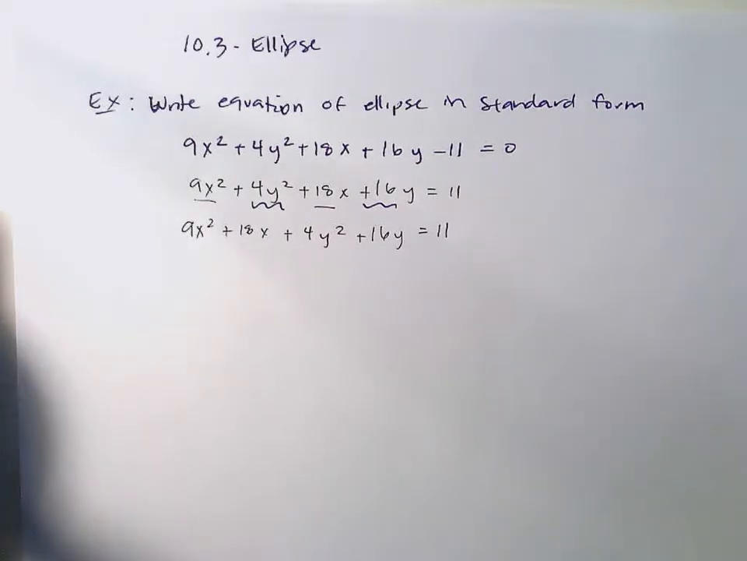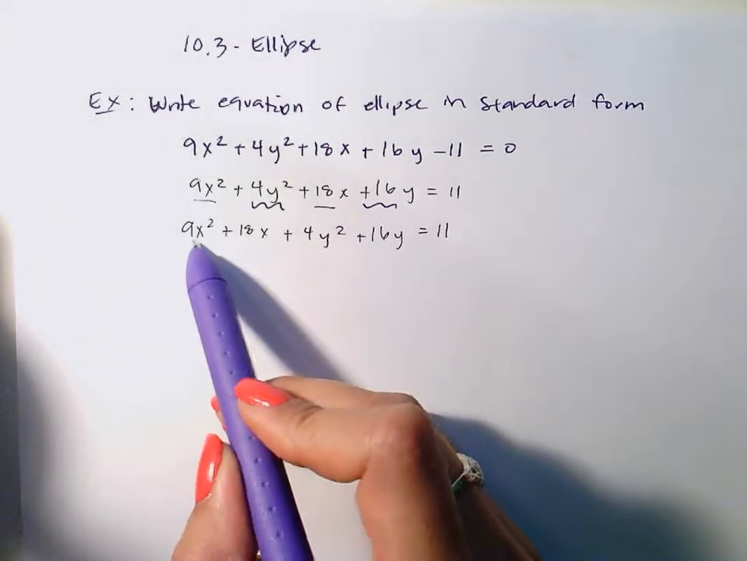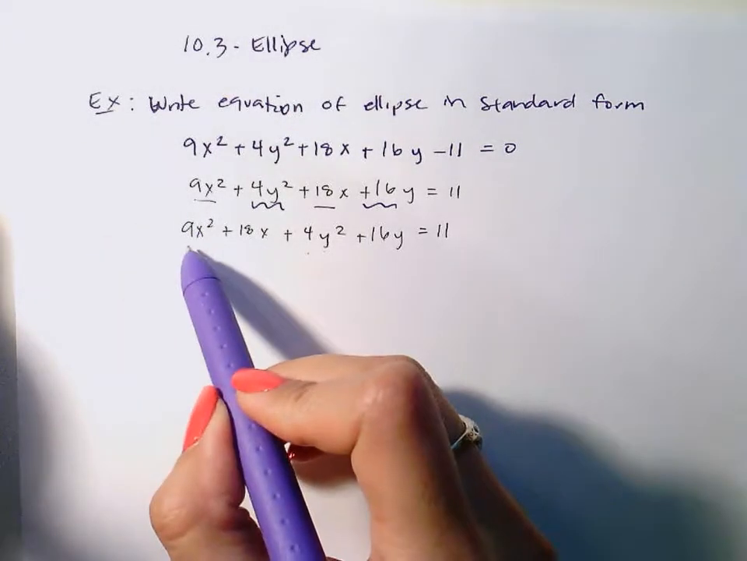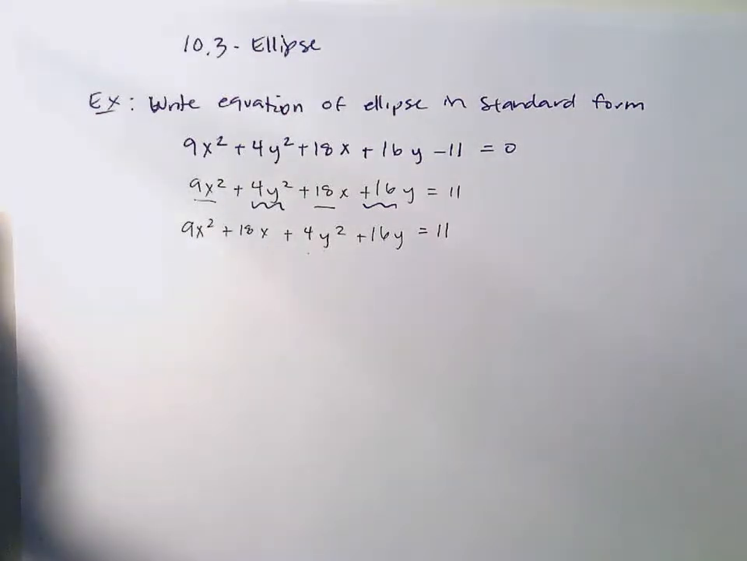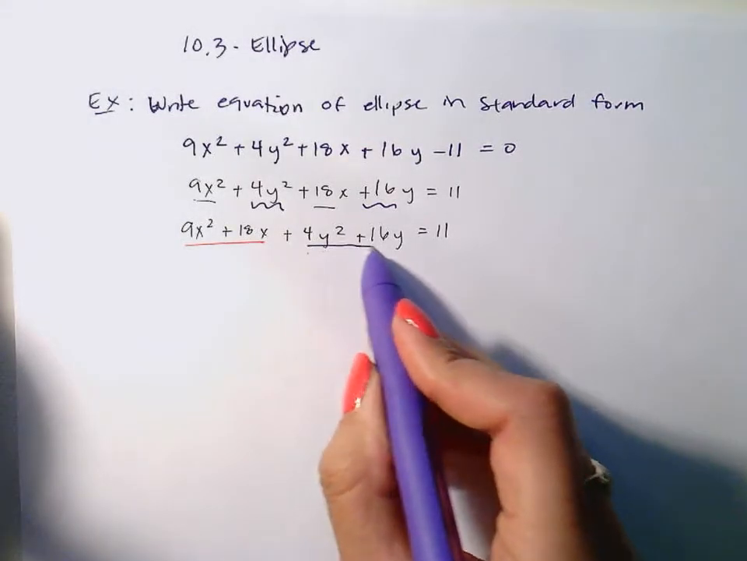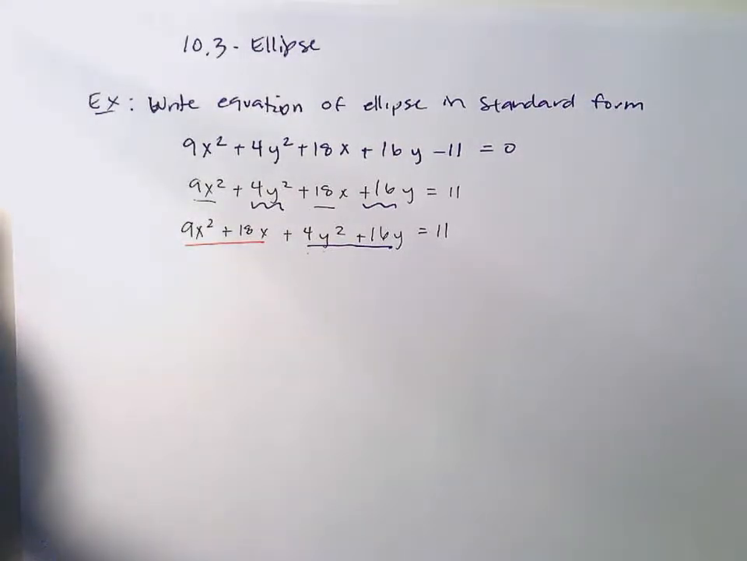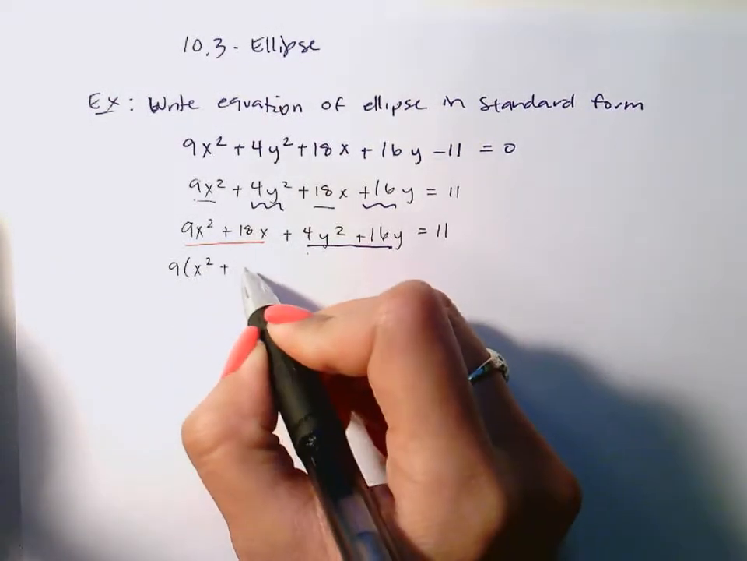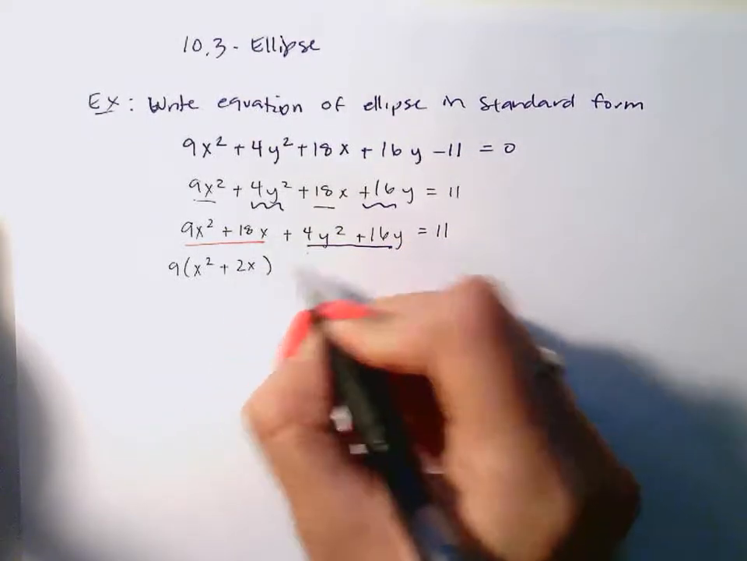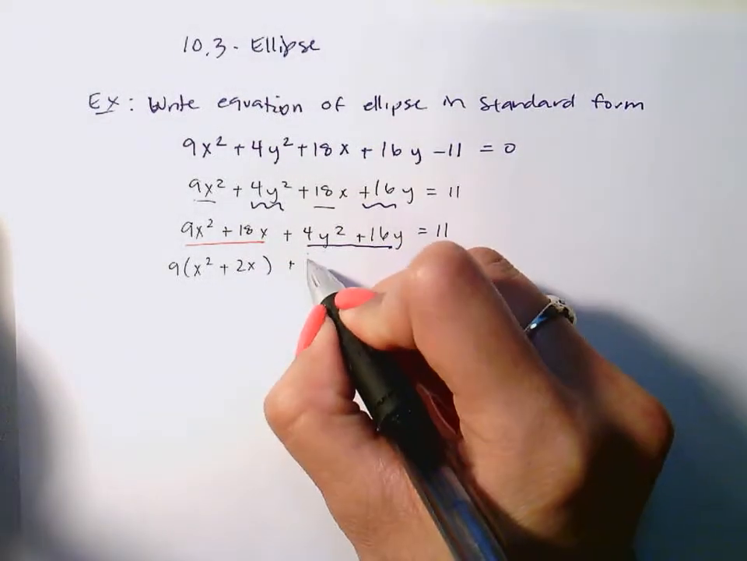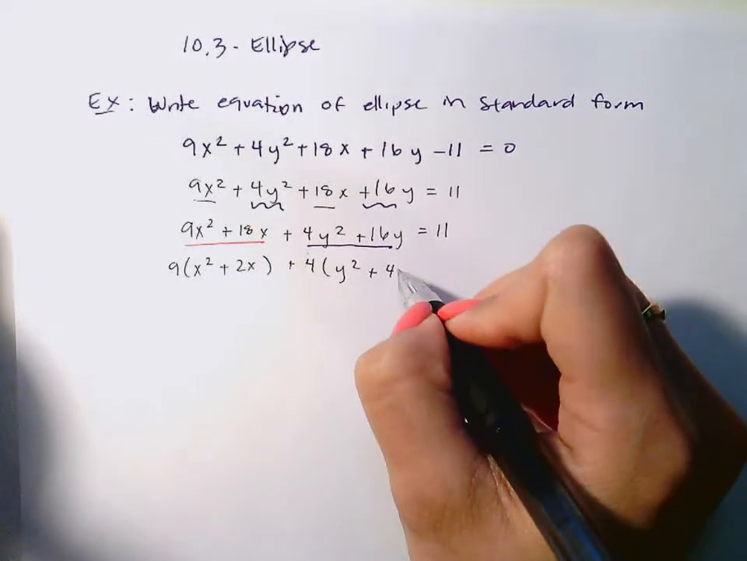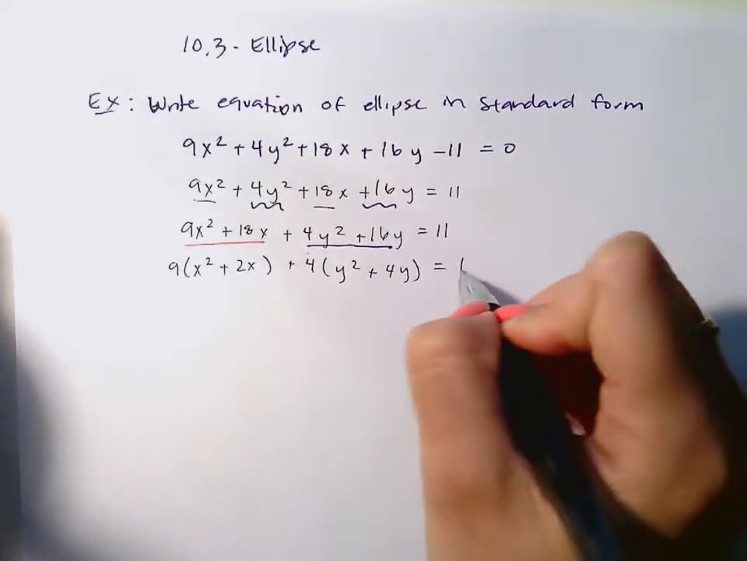When you complete the square, you want to make sure that there's no constant in front of the x squared or in front of the y squared. So that means I'm going to take out the 9 from both of the terms that have an x, and we're going to take out a 4 from both of the y terms. So that's one of the tricks. So we take out a 9 and we get x squared plus 2x. And for this one, we take out a 4, and we get 4 times the quantity y squared plus 4y. And this is equal to 11.